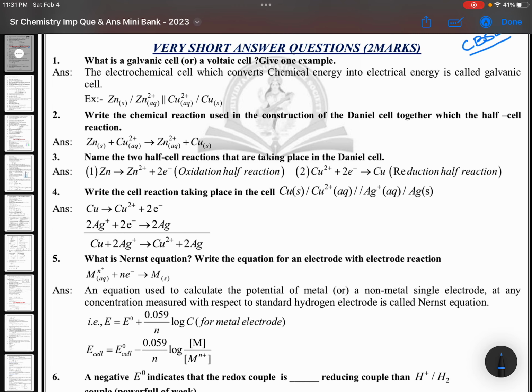What is a galvanic cell? Give one example. The electrochemical cell which converts chemical energy into electrical energy is called a galvanic cell. The simple example is Zn | Zn2+ || Cu2+ | Cu. Whatever you write at the left hand side undergoes oxidation, and the right hand side undergoes reduction. If you want to add extra, the EMF of this particular cell is 1.1 volts.